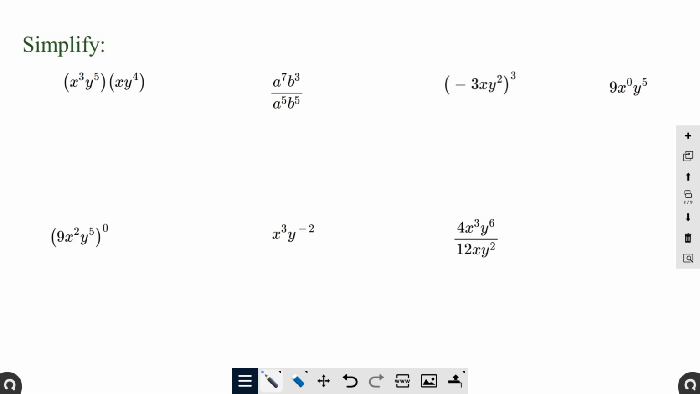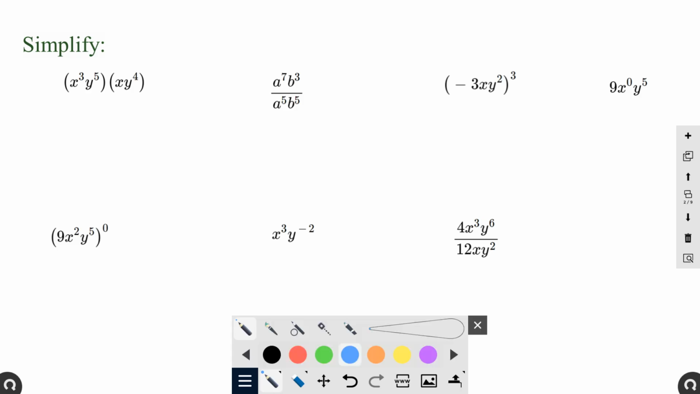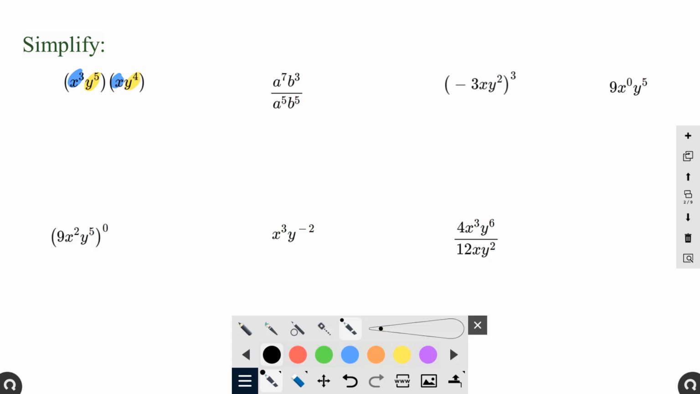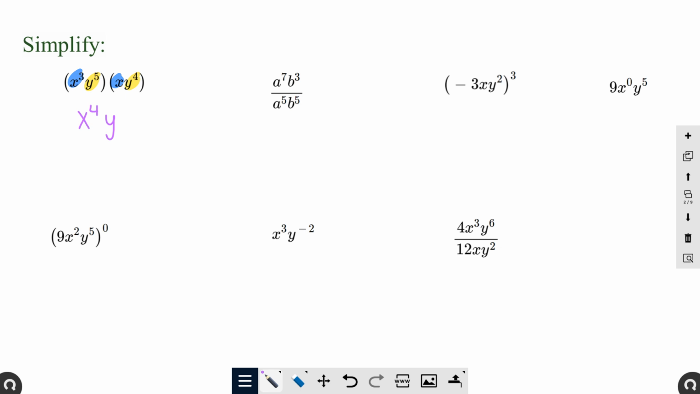Now, as we do these, you can only combine things that are alike. What makes these alike now? The bases, the x's are alike, the y's are alike. Good. So when you do this problem, this x to the 3rd would combine with this x, and then the y to the 5th would combine with y to the 4th. So you can only combine those things that are alike. So what is x to the 3rd, y to the 5th times xy to the 4th? Good. X to the 4th, y to the 9th. If there's a power times a power, so I add.